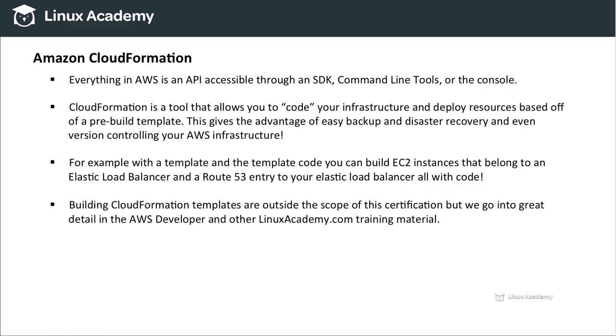For example, with a template and the template code, you could build out EC2 instances that belong to an Elastic Load Balancer, and also create the Elastic Load Balancer inside of this JSON template. We can create a Route 53 resource and assign it to our Elastic Load Balancer, all with our JSON template.